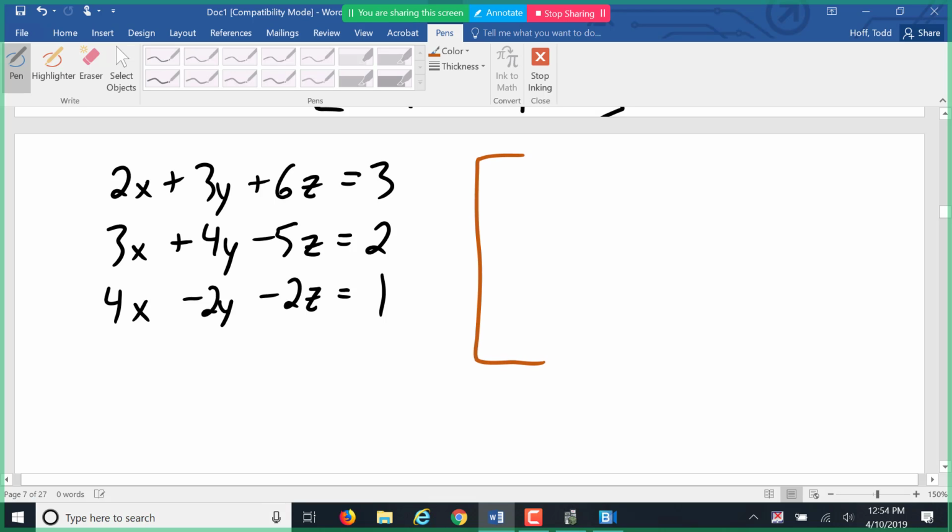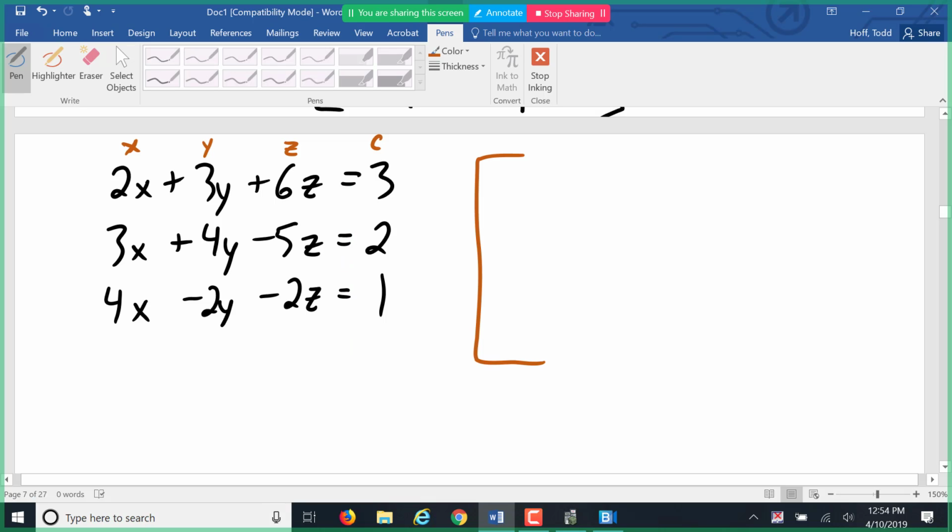To do that, we first have to have everything lined up. This is all of our x values right here. We have all our y values right here. All of our z values are right here lined up. Our equal sign is there. And then, of course, all of our constants are on the other side of that equal sign. Our augmentation line, that break line, ends up being where the equal sign is.